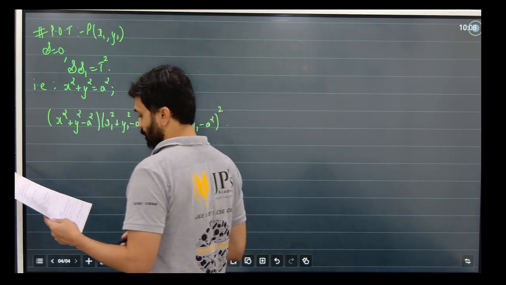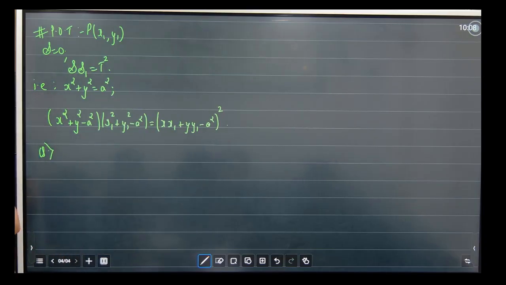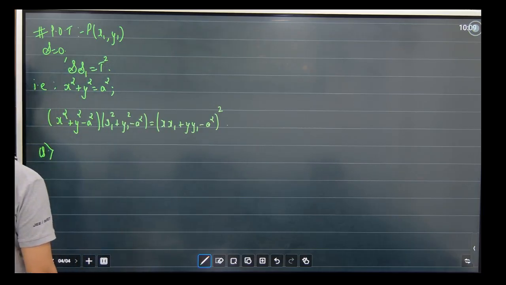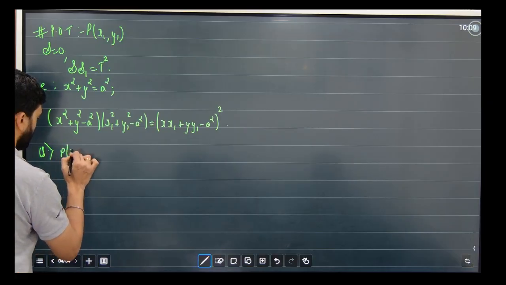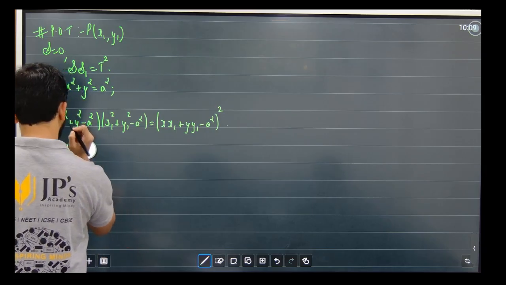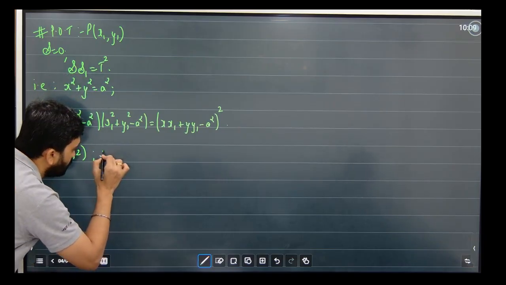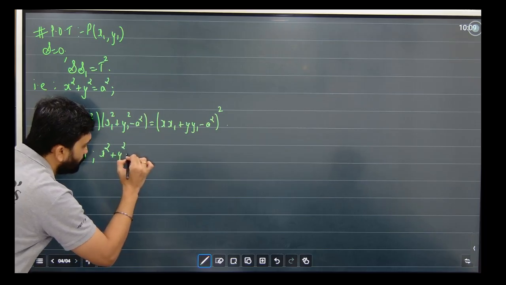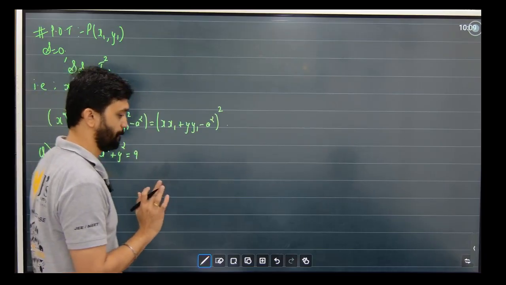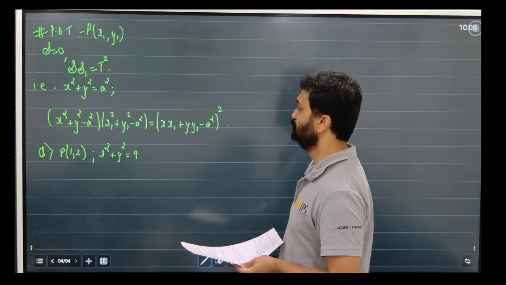Find the combined equation of pair of tangents drawn from a point (1, 2) to the circle x square plus y square is equal to 9. Okay, x square plus y square is equal to 9.